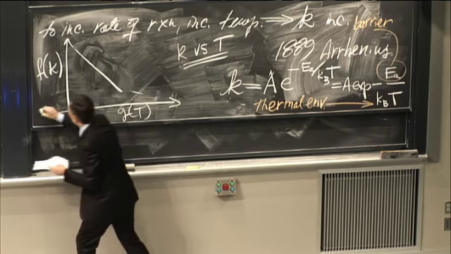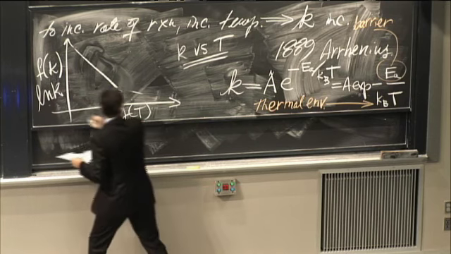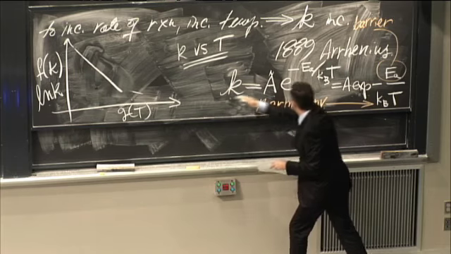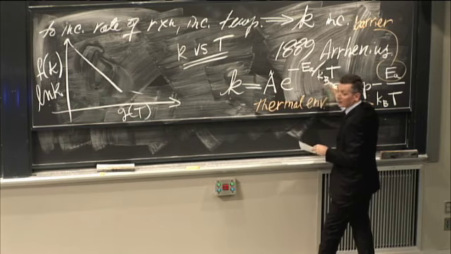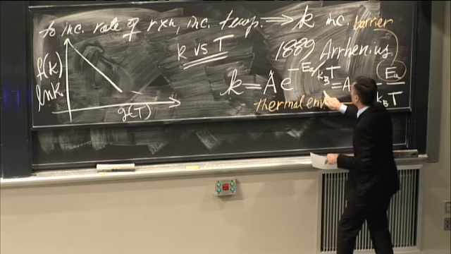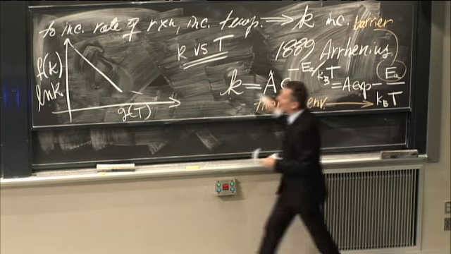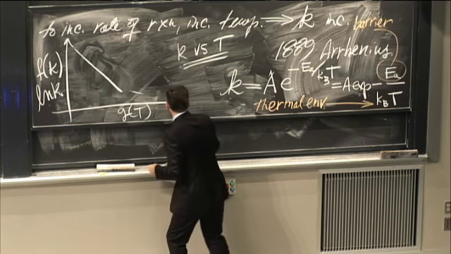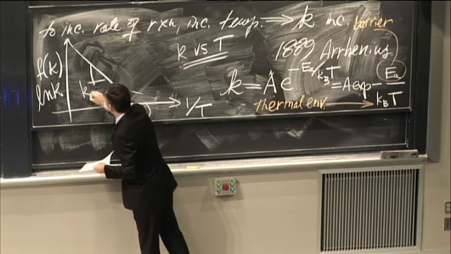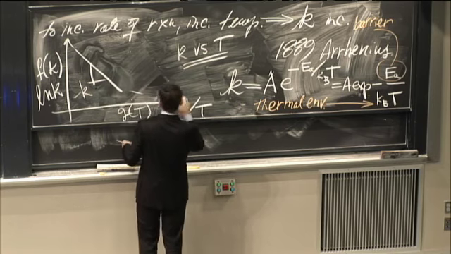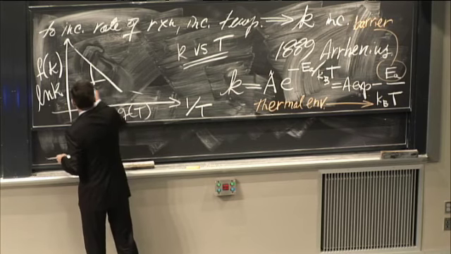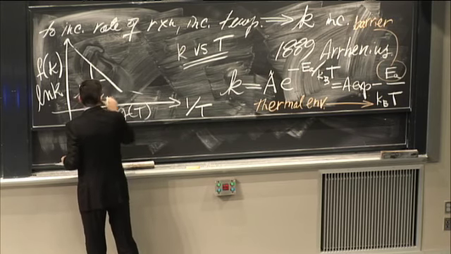So what's f of k? The natural logarithm of k, right? If I've got k equals A times an exponential, I take the natural log of this, and the natural log of an exponential is just the argument. And what's in the argument? What's the T function? 1 over T. So if I plot the natural log of k versus the reciprocal of the absolute temperature, I get a straight line, and its slope is minus EA over k Boltzmann.